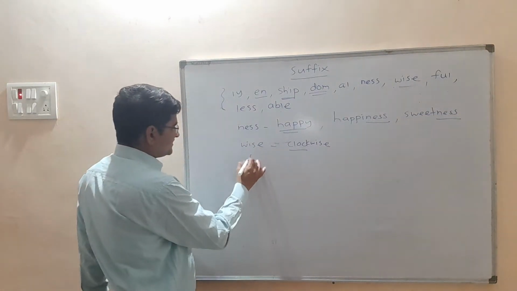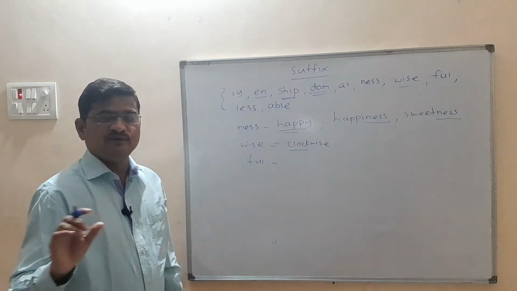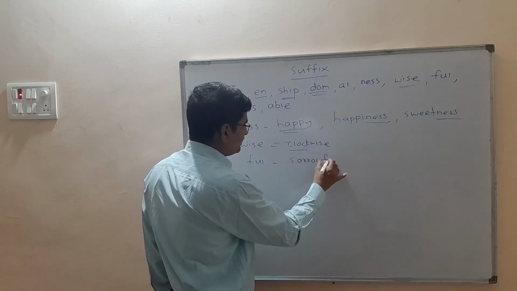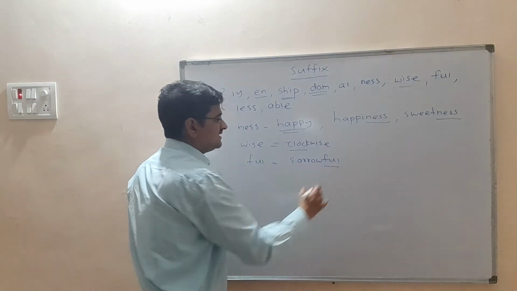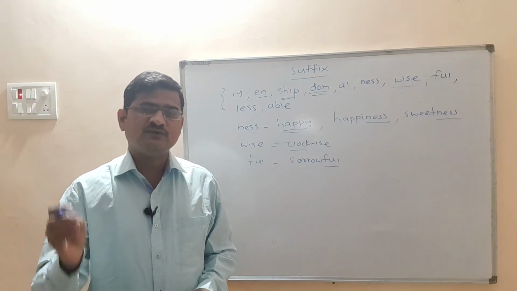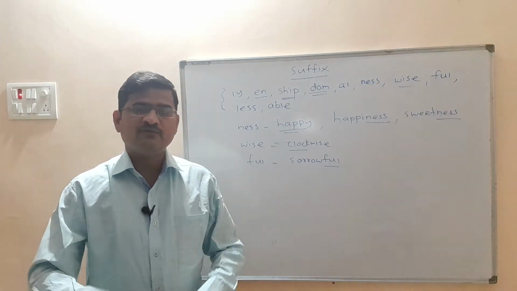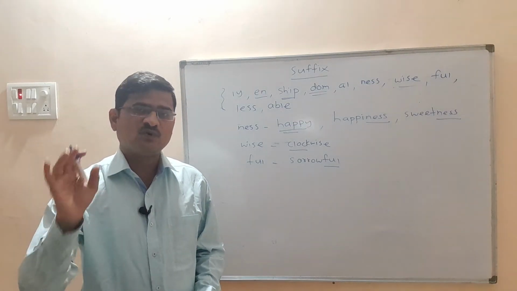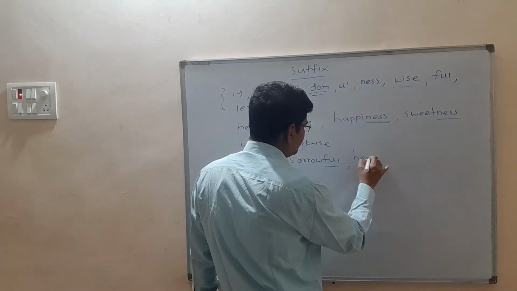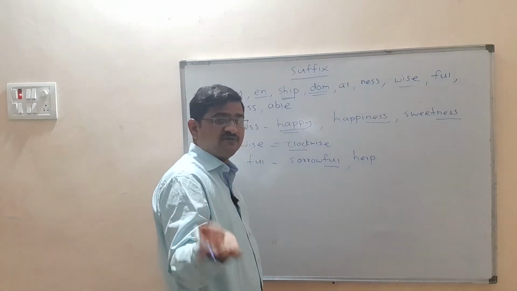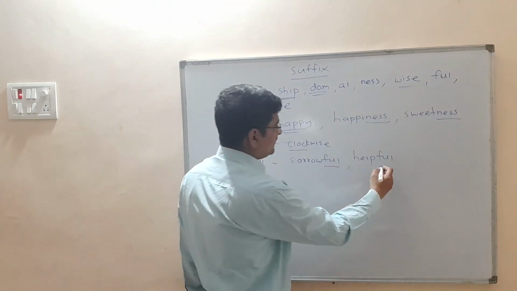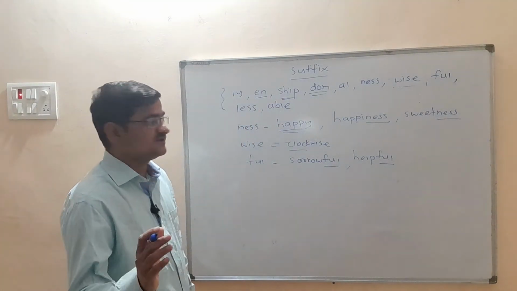Another important suffix is ful. So we will take the word sorrow. Ful is the example of a suffix. The original word is sorrow. By adding ful to the word sorrow, we have created a new word, that is sorrowful. Playful, helpful. See here, help. We can add the suffix ful to it and create a new word, that will be helpful. So ful is an example of a suffix.